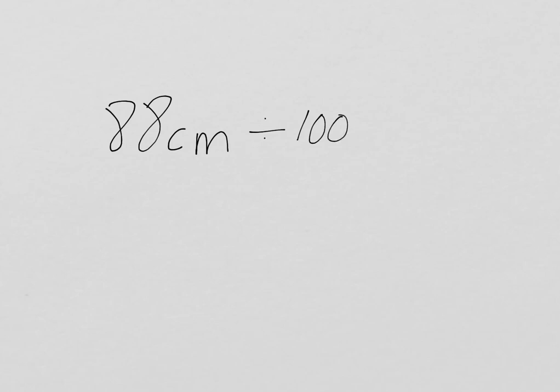So let's start with 88 centimeters. I know that there are 100 centimeters to every meter. So a centimeter is 1/100th of a meter. What that means is that if I divide the number of centimeters by the number of centimeters that it takes to make 1 meter, I can find the length in meters. So 88 centimeters divided by 100 equals blank meters, however many meters it will be.